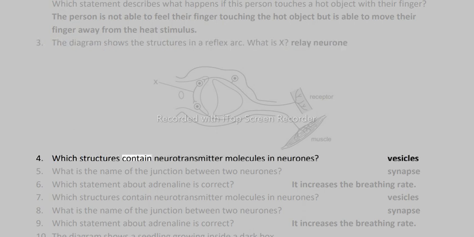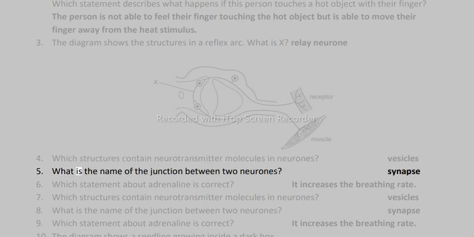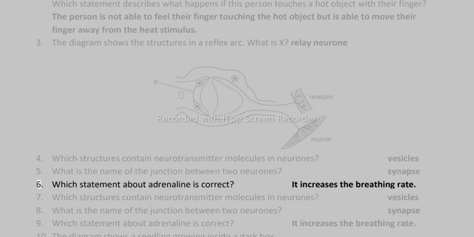4. Which structures contain neurotransmitter molecules in neurons? Vesicles. 5. What is the name of the junction between two neurons? Synapse. 6. Which statement about adrenaline is correct? It increases the breathing rate.